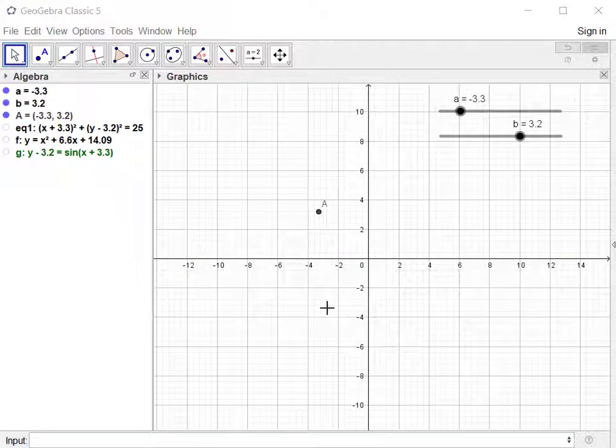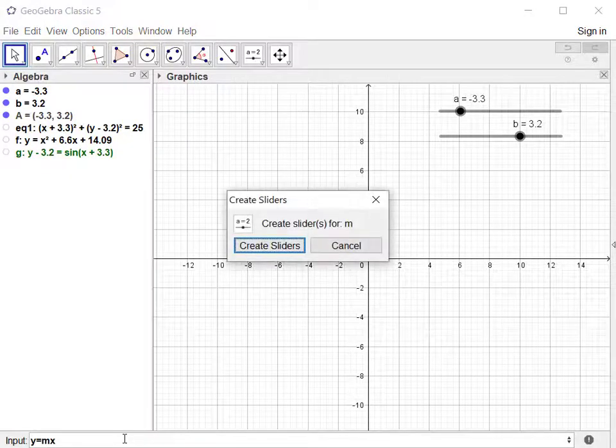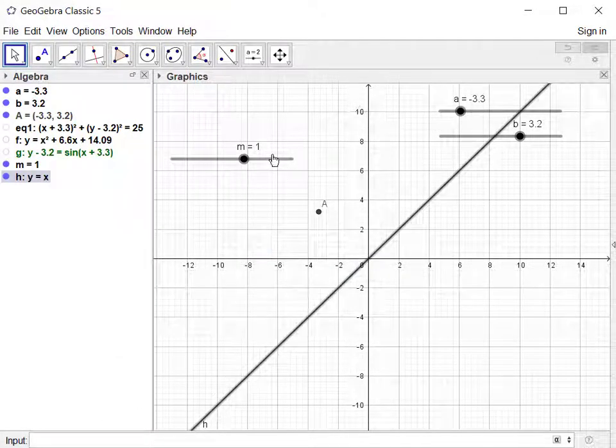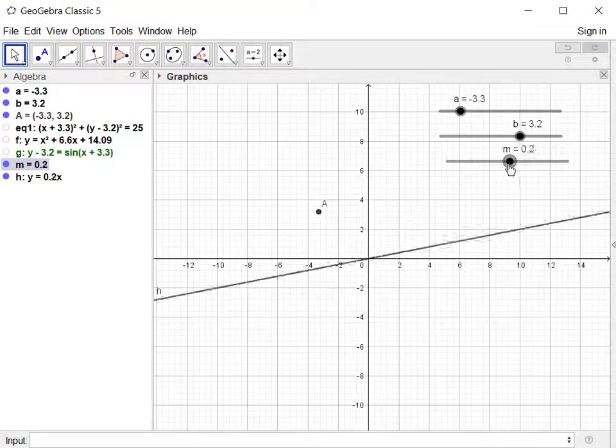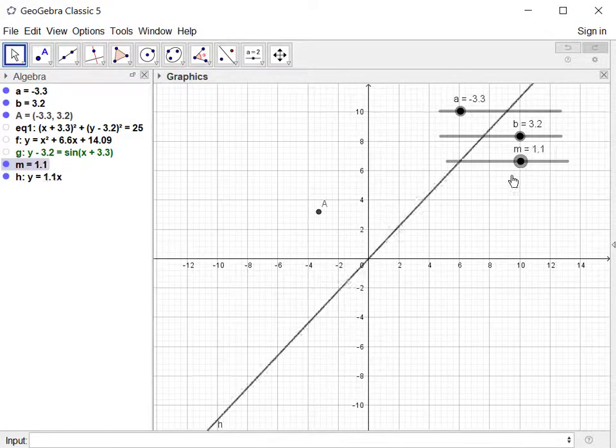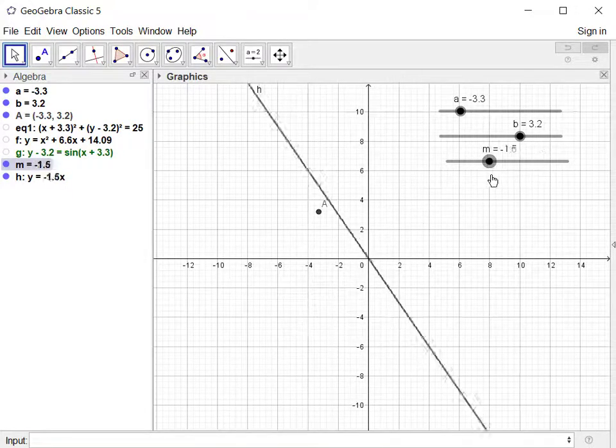What if our goal is to find the equation of a line with a certain slope that passes through this point? That's a problem you encounter in Algebra 1, and it's one that a lot of students have a lot of trouble with. So let's do a really simple line to start with that goes through the origin, something like y equals mx. I haven't defined m yet, so it's going to create me a slider. Let's just put that over here with these other sliders.